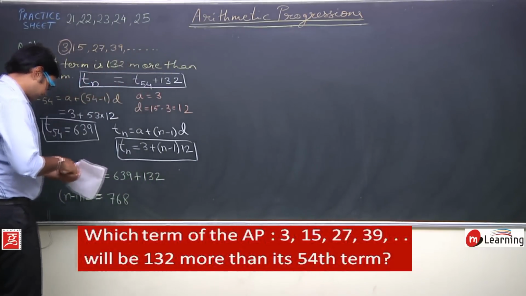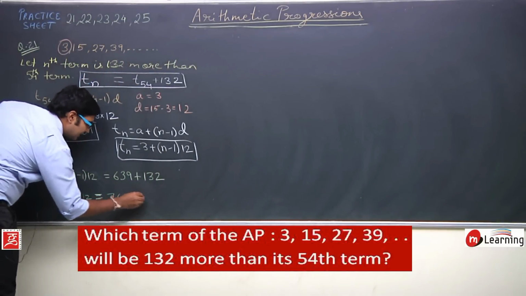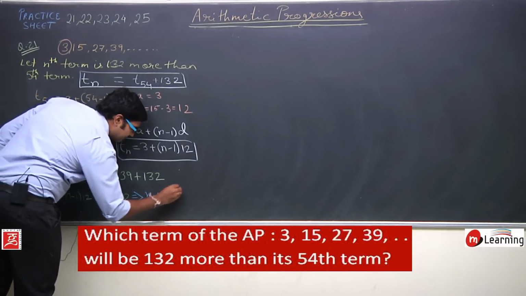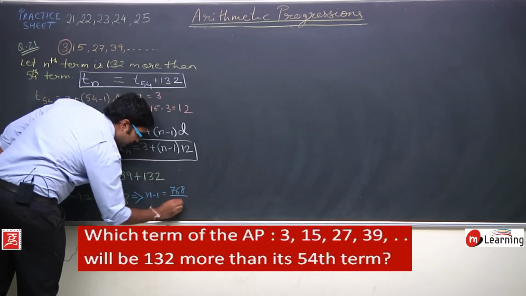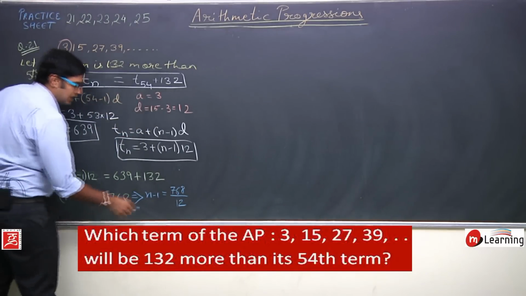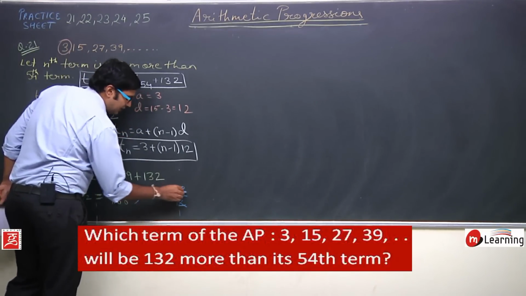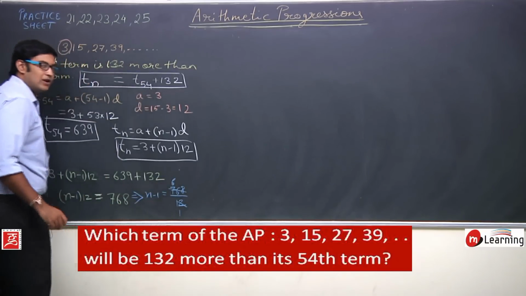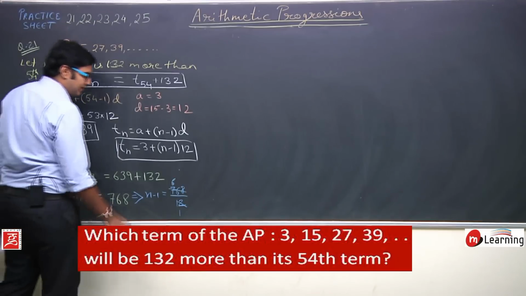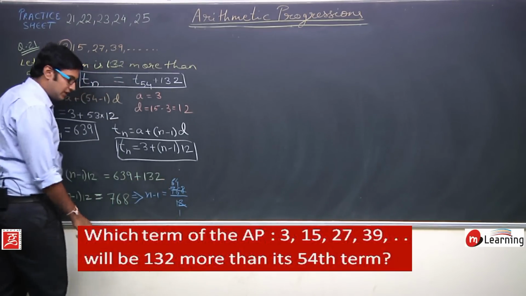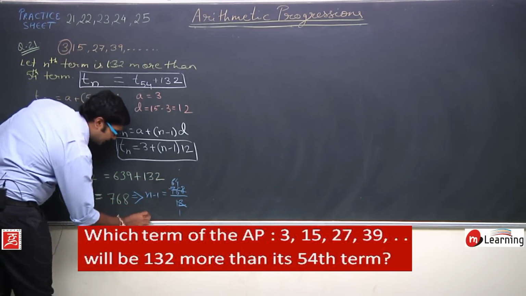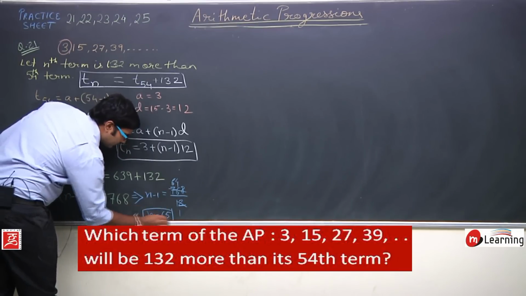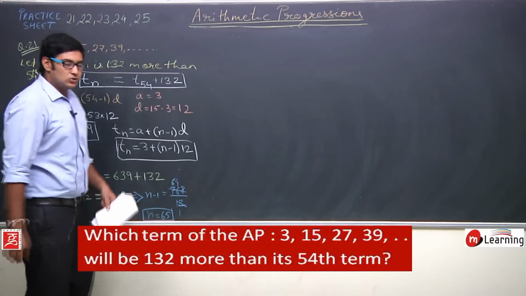Further solving this will give you n minus 1 is equal to 768 upon 12. Okay, and this will cancel: 12 ones are 12. Now 12 sixes are 72, and you will have 48 left, so 12 fours are 48. Okay, so n minus 1 is 64. It gives you n is equal to 65. N is equal to 65.